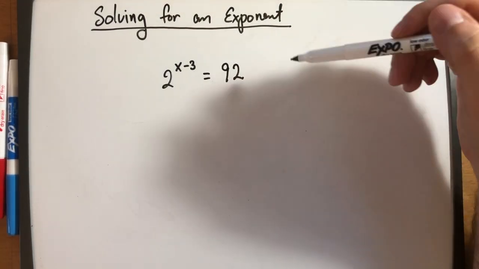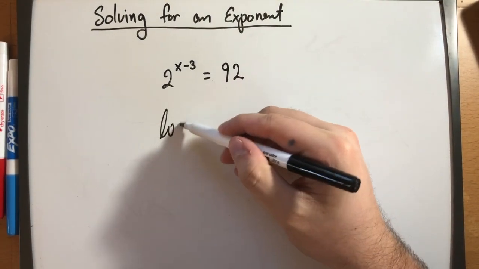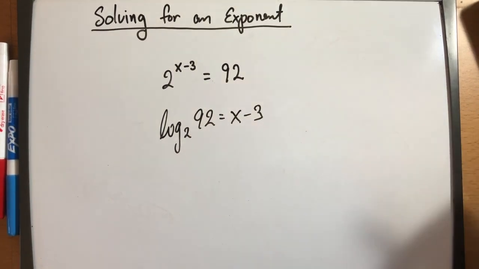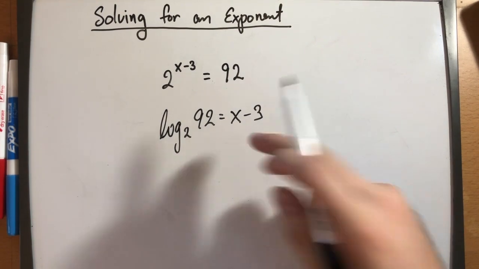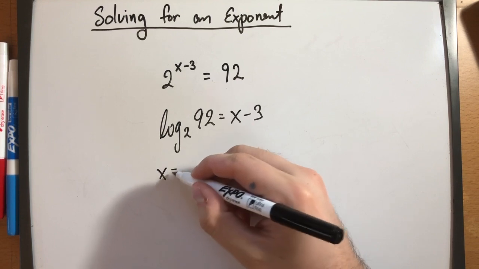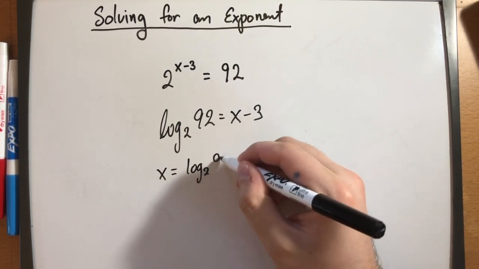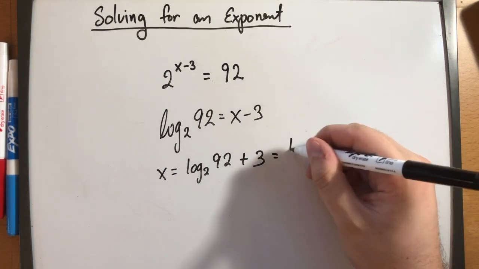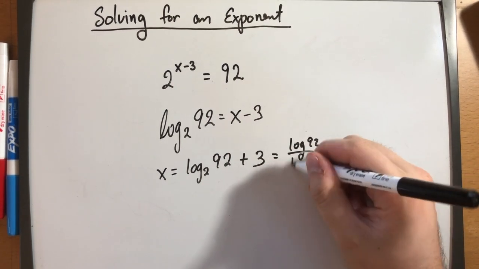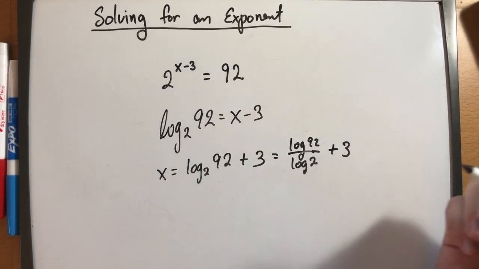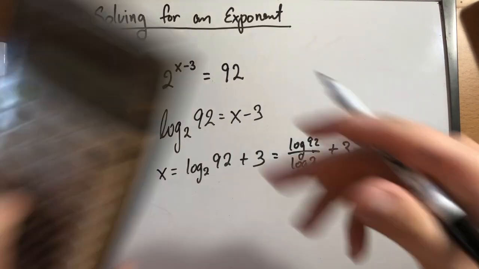So if we were to rewrite this as a log, we would get log base 2 of 92 is equal to x minus 3. And now notice this, x can now be solved, because all we have to do is add 3 both sides. So x would be equal to log base 2 of 92 plus 3. Now again, on a calculator, we're going to have to convert the base. So we can do log 92 divided by log 2 plus 3. Again, you could have done natural log. It doesn't make a difference.